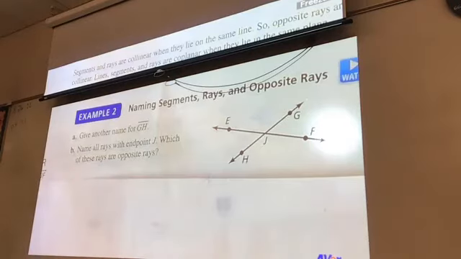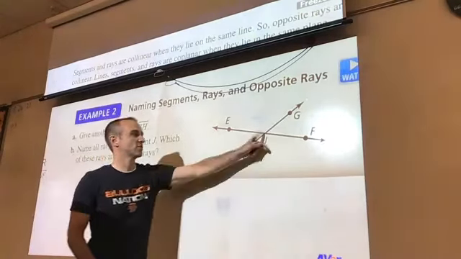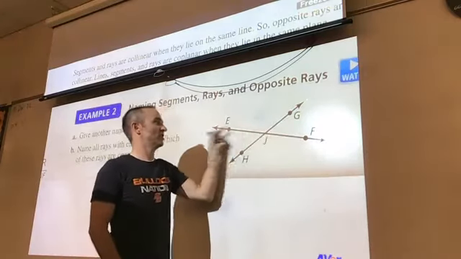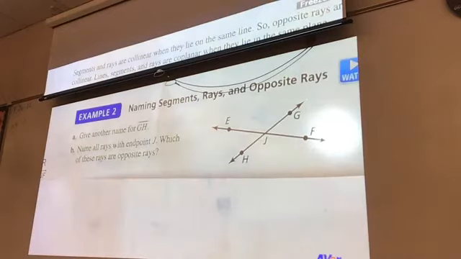Give me the rays that begin with endpoint J here. Luke? JG. JH, JF. There you go. So we're starting at J and we're going out each time, starting with that endpoint each time. Okay. Give me two that are opposite rays. Ed? JH and JG are opposite rays. JE, JF, opposite rays.